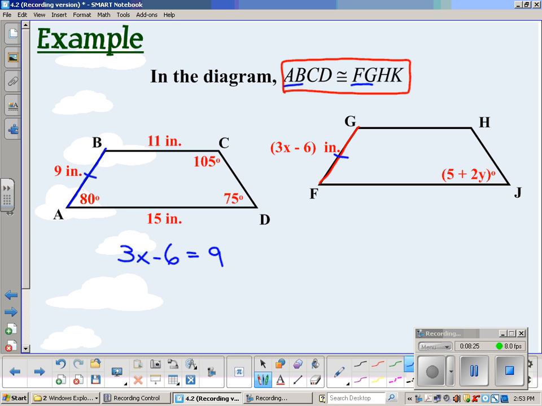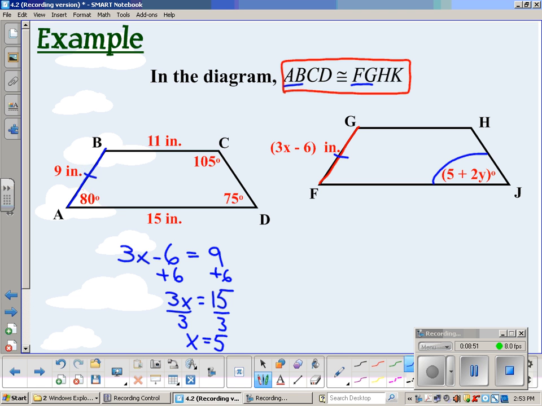Now we can solve for x. So I'm going to add 6 to both sides. So 3x equals 15. And then I can divide by 3 to get x equals 5. Very good. Now let's take a look at y. So y is over here on the right side on angle J. Now I need to figure out which angle matches with angle J.